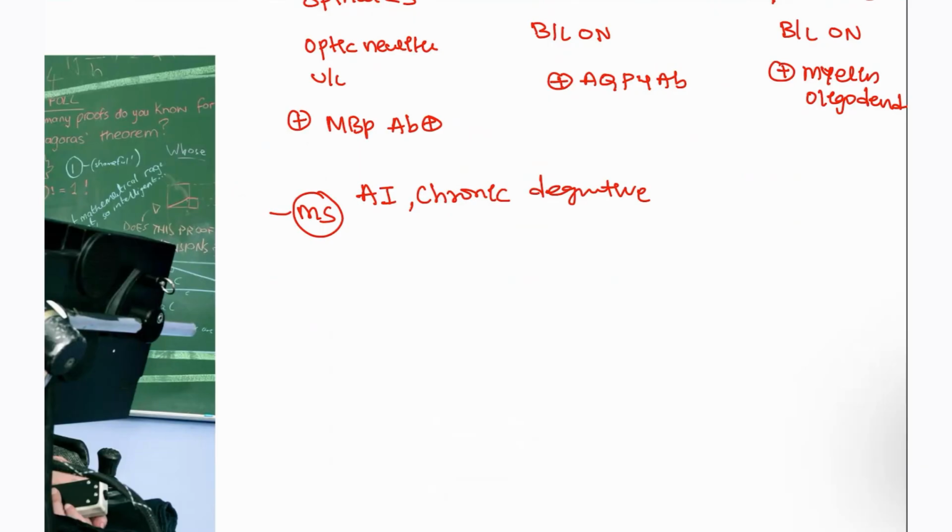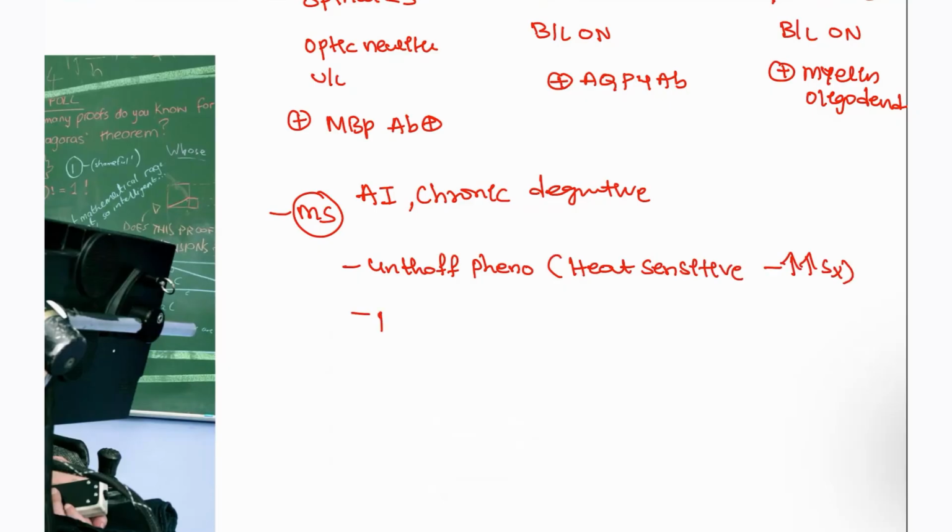Next, one of the things that you have to remember associated with this one is the phenomena. They have the Uhthoff phenomenon. What does the Uhthoff phenomenon mean? They are heat sensitive, which will cause aggravating symptoms.